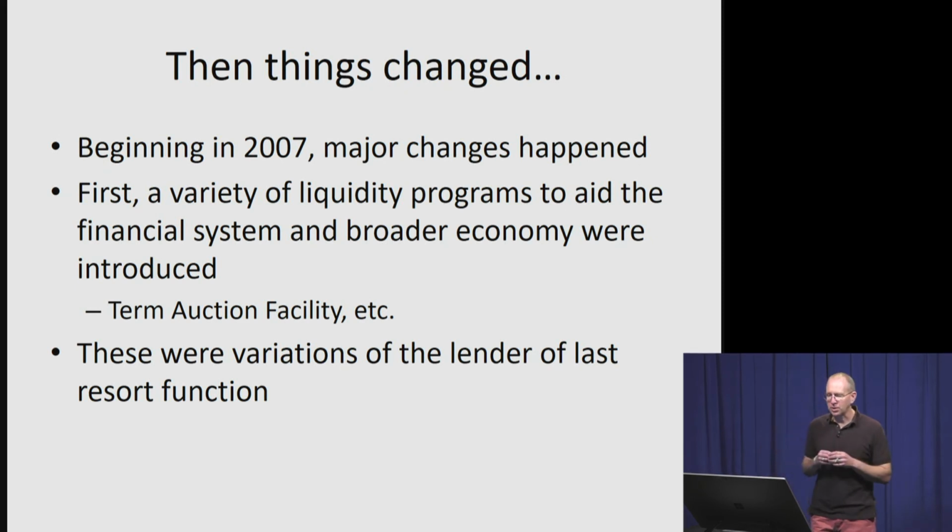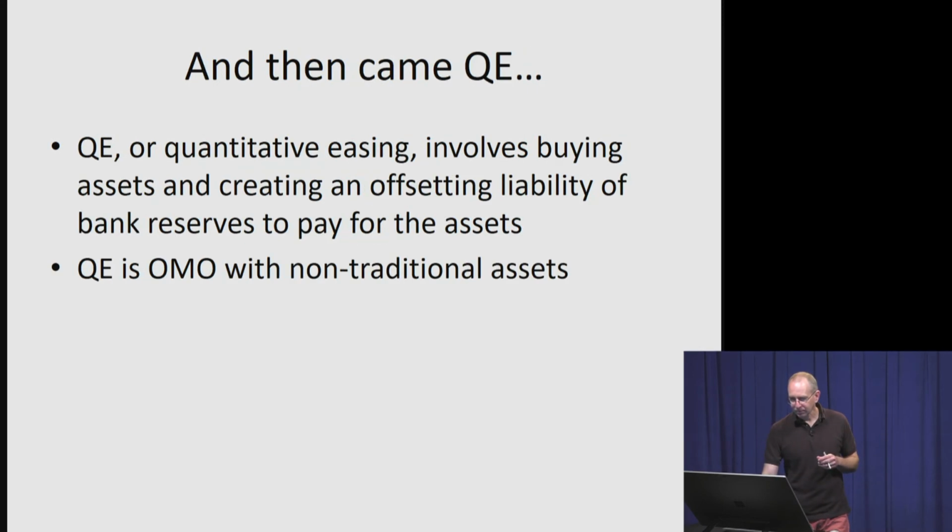But then, starting in 2007, there were some very major changes that occurred. So what the Fed first did is it introduced a whole variety of liquidity programs that were designed to improve the functioning of the financial system directly and then indirectly to try to improve the overall health of the U.S. economy. And one example here would be the term auction facility. And it turns out all of these new tools were variations of the lender of last resort.